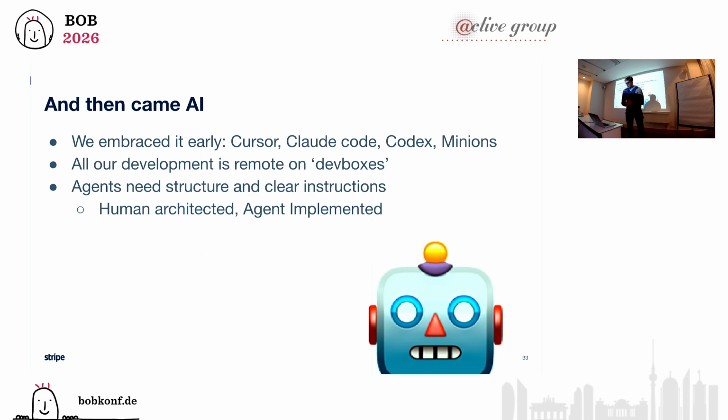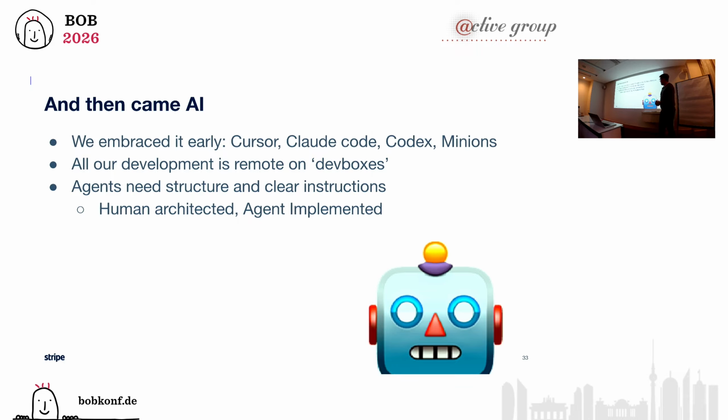Okay, almost done. Then came AI. This was actually interesting, because when we were starting on this, AI was of course a thing, but I don't think the LLMs were good enough that you could have them do things end to end. But Stripe has embraced AI early. And one other thing we had going for us was our development is entirely remote on what we call dev boxes. So no one develops on their computer. Everyone develops in the cloud.